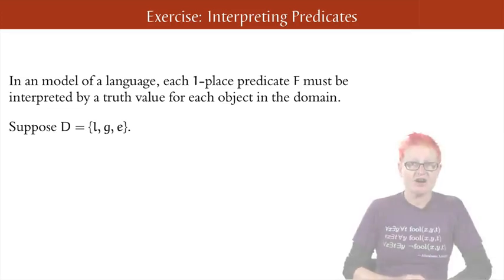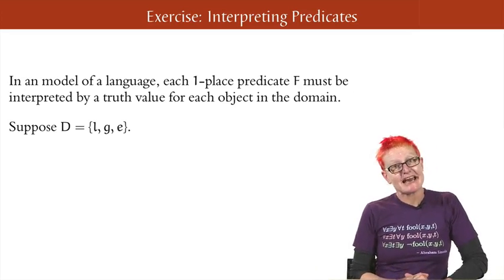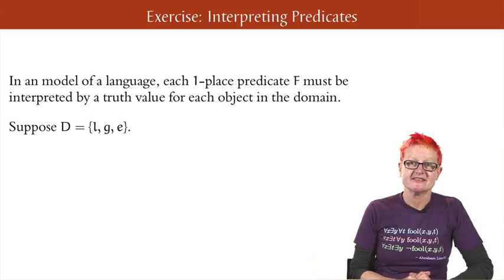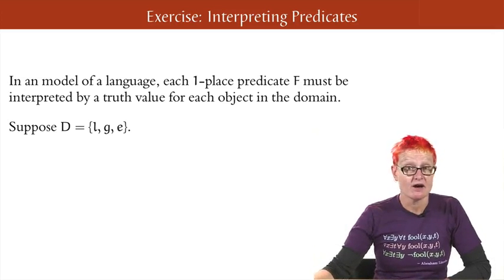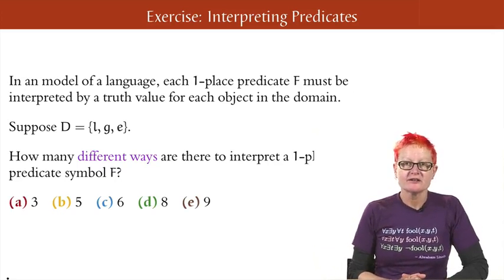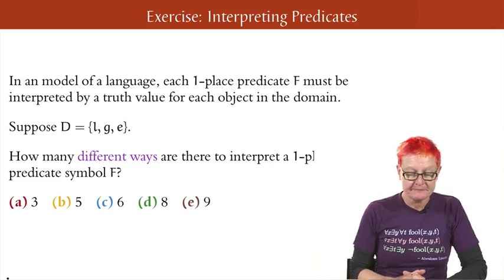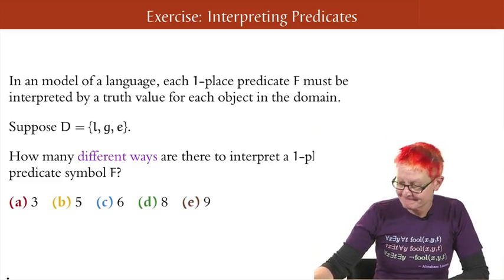Thinking of an interpretation I of F as a one-dimensional column of truth values, and staying with our size 3 domain consisting of Lovelace, Gödel and Einstein, how many different ways are there to interpret a one-place predicate symbol F? Consider your choices.